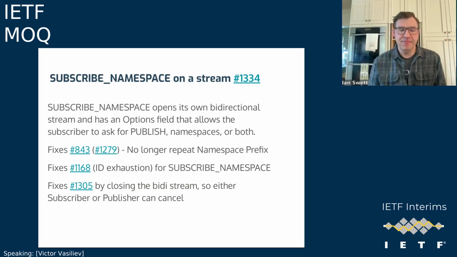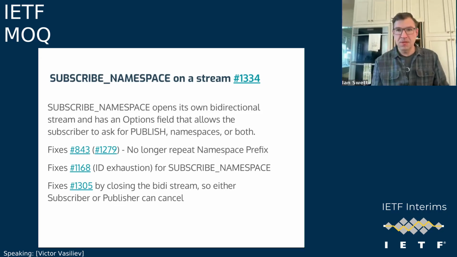I want to say that in general, I think this is the correct step forward, because it solves the flow control and back pressure issue, whereas right now it's on the control stream. If you need to learn about thousands of track names, they would all go on the control stream, and you can't send any control messages until that happens. So this is an improvement. Thanks.